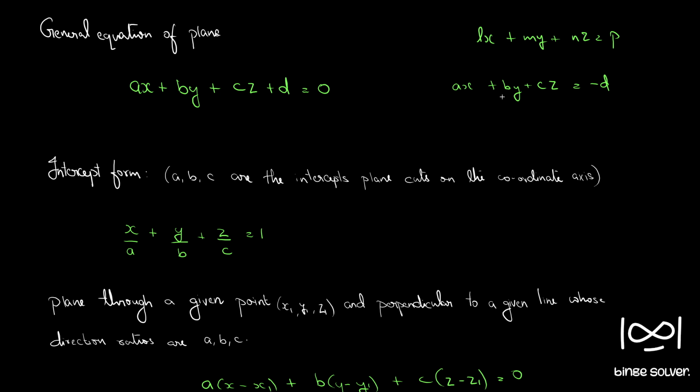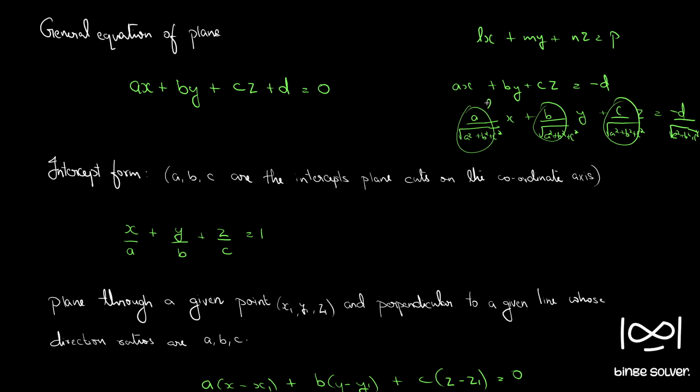Now divide throughout by root of a square plus b square plus c square. So we will get a by root of a square plus b square plus c square, x, plus b by root of a square plus b square plus c square, y, plus c by root of a square plus b square plus c square, z, equal to minus d by root of a square plus b square plus c square. Now this is l, this is m, and this is n, and this is p. So we can easily convert the general equation of a plane into normal form.